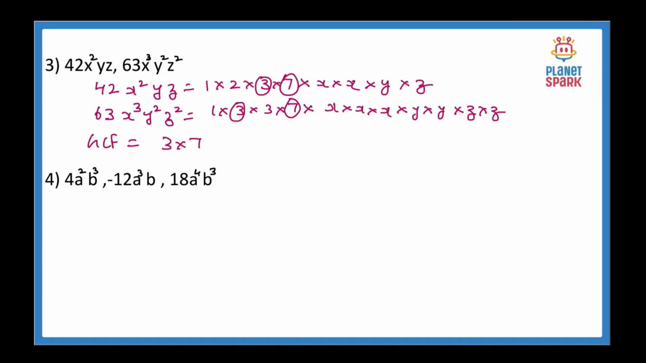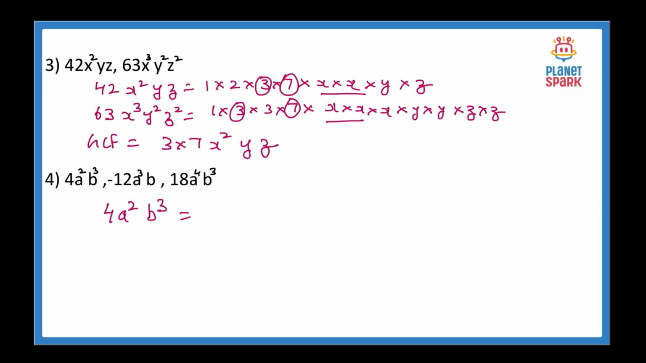Similarly, y and y square. There are two degrees, y and y square. Y is the smallest one, so we will write down y. And z and z square. Again, the smallest degree is z, so we will write down z. Just take out the smallest degree out of the two as common. So my greatest common factor will become 21 x square yz.